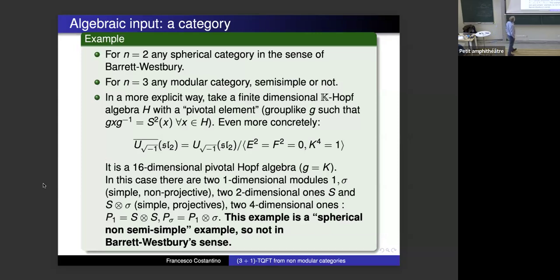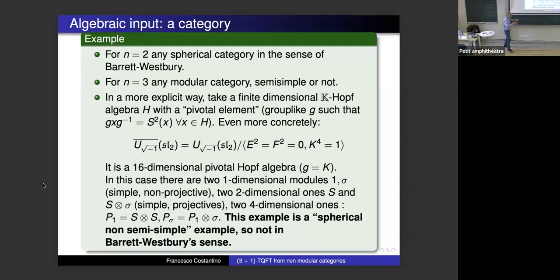Yeah, for n equals 2, for instance, this includes all the categories which I call spherical in the sense of Barrett and Westbury. Again, they are linear, semi-simple, and they are spherical in the sense that you have a quantum trace and the left and right trace are equal for every object. For n equals 3, any modular category is going to be okay, semi-simple or not.